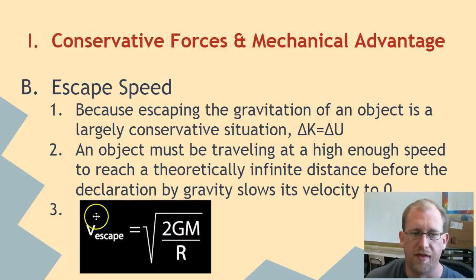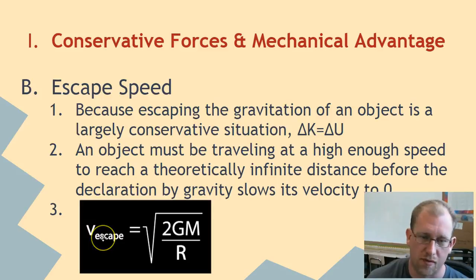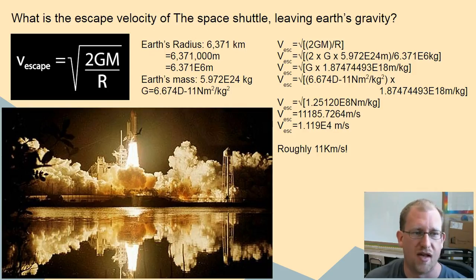So the escape velocity will be the same for every object leaving the gravity influence of some other object. So every object leaving Earth, same escape velocity. Every object leaving the solar system, same escape velocity, etc. Okay, so let's do an example problem with that.